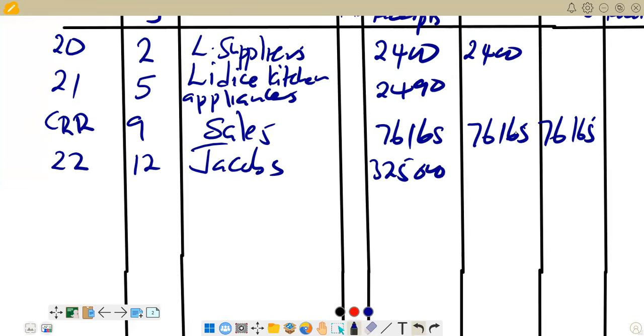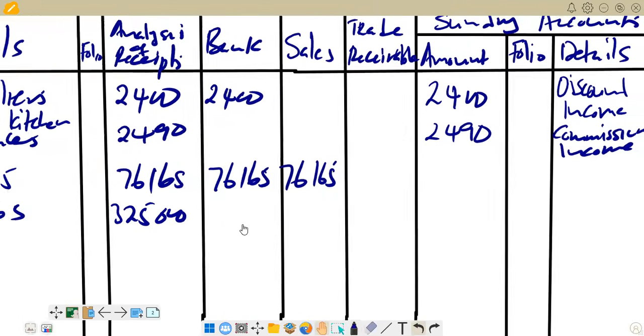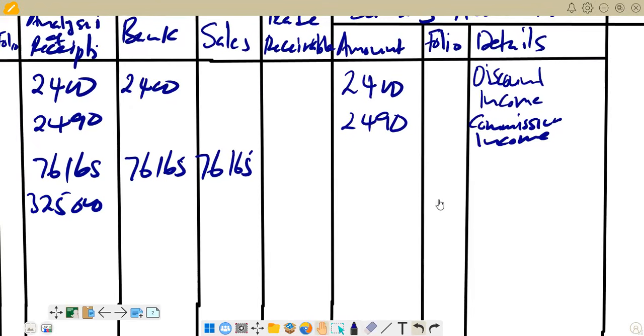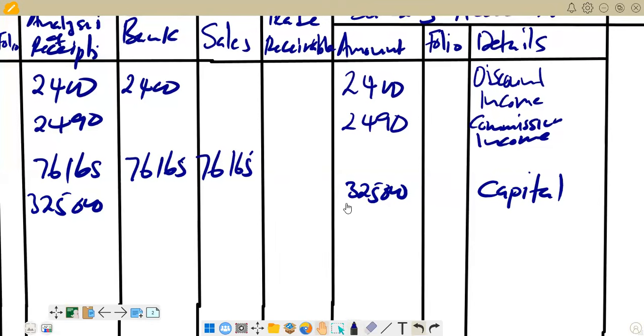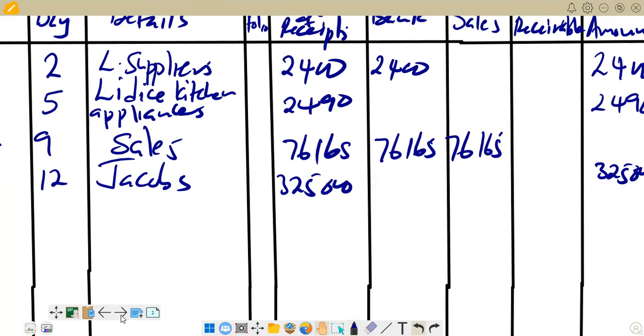And you see that there's no column that this one fits, because we have sales and trade receivables, so it doesn't fit there. So we are going to put it under sundry, on the other part where we have sundry here. So it's going to come in these columns, and then our amount, obviously 325, and this is capital, money introduced by the owner of the business. Then we can go and check what we have next.